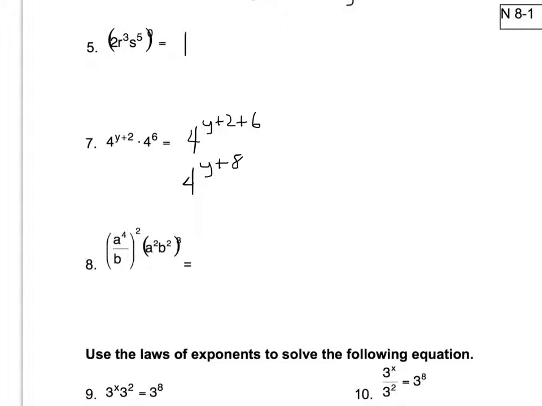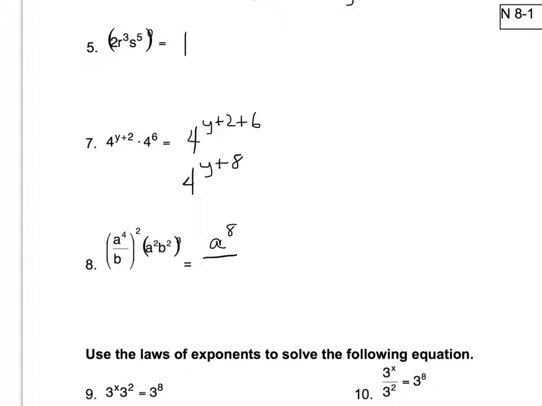So I think we need to remember, we're going to use several laws here. Let's clean it up in parts. If I look at the first fraction, then that's going to become a to the fourth raised to the second, because remember, in a fraction, both the numerator and the denominator get raised to that power. So that a to the fourth raised to the second power means multiply those two exponents, and I'm going to have a to the eighth in the numerator.